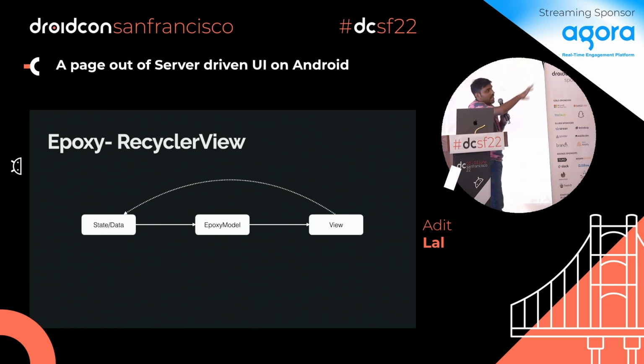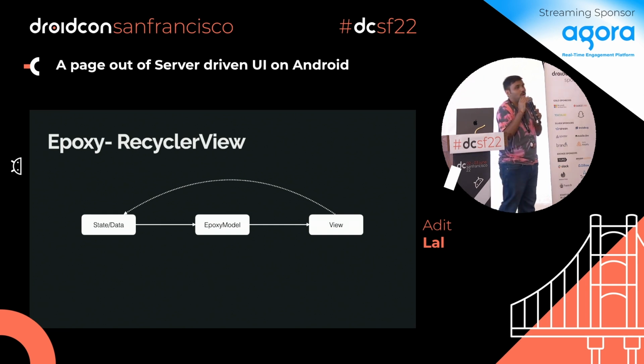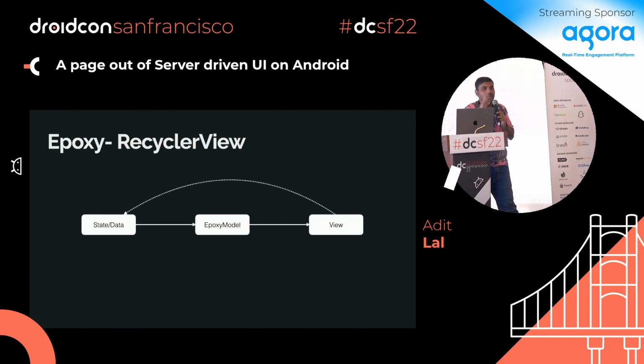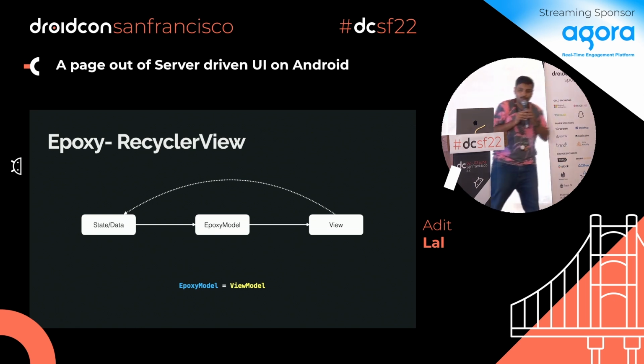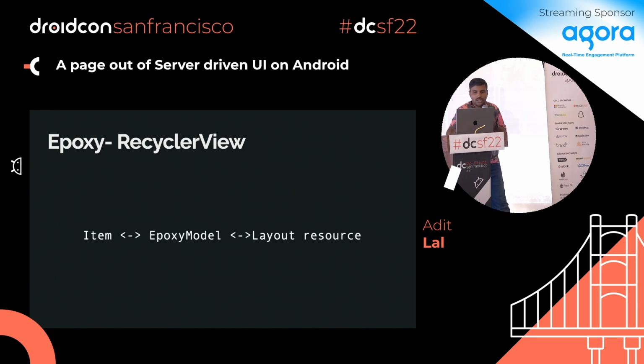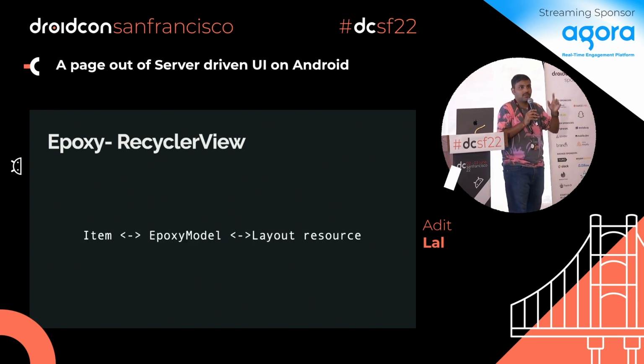So we have no bidirectional process, so that kind of eliminates a lot of the bottlenecks that most of the bidirectional frameworks have. Now, very simply, I've written a small statement that epoxy is equal to view model. I'll come to what that means once we look at the code. But just reiterating, we have an item or a data class or some kind of a component in a JSON array. We're taking that item, converting it into an epoxy model, and that is now responsible to draw that layout resource.